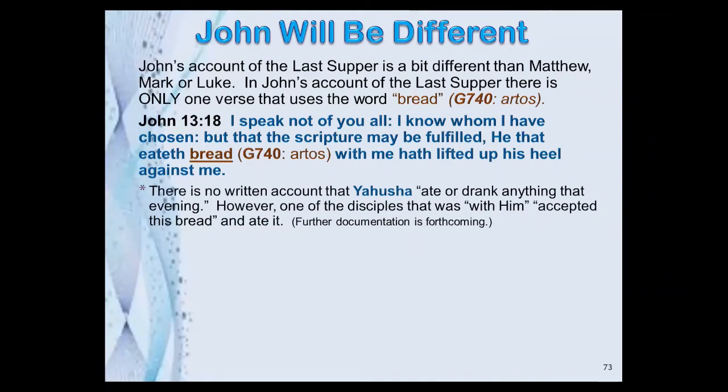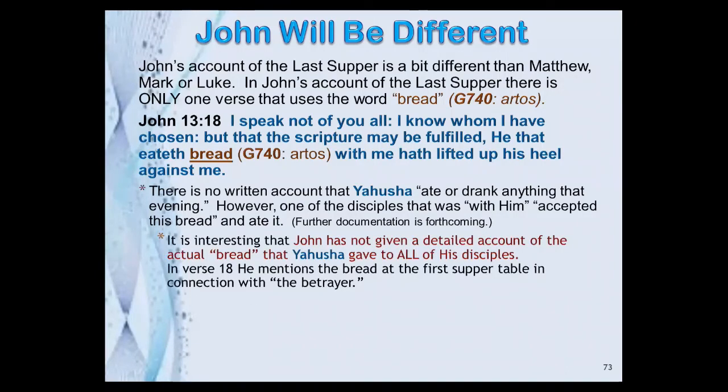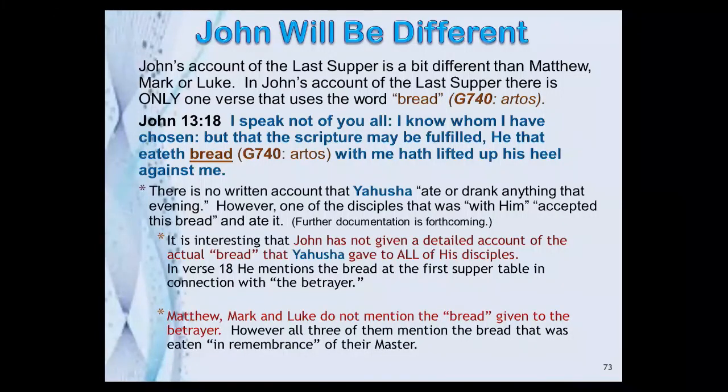There is no written account that Yahushua ate or drank anything that evening. However, one of the disciples that was with him accepted this bread and he ate it. And we're going to have even more documentation about that. It is interesting that John has not given a detailed account of the actual bread that Yahushua gave to all his disciples. He's expecting you and I to figure it out. And in verse 18, he mentions the bread at the first supper table in connection with that betrayer. Matthew, Mark, and Luke do not mention the bread given to the betrayer.